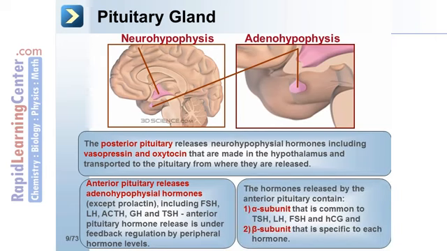The hormones released by the anterior pituitary contain an alpha subunit that is common to TSH, LH, FSH, and HCG, and a beta subunit that is specific to each hormone. The pulsatile release of hypothalamic, pituitary, and target organ hormones plays an important role in endocrine function.